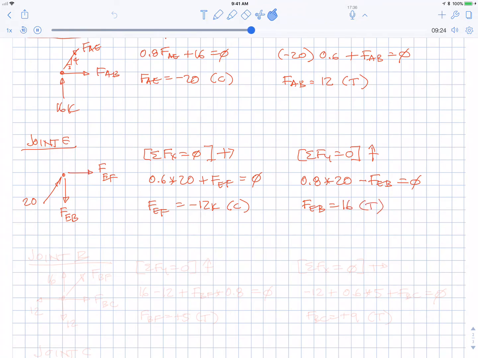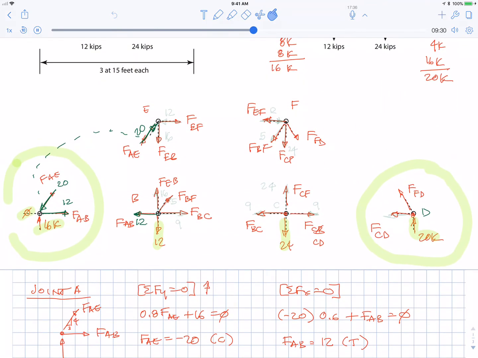So what I'm going to do now is go back up to the scorecard and draw these in. Again, drawing the answers in green, we had FEF was 12 kips in compression. So compression points into the joint. And we had FEB was 16 kips tension, and tension is pulling.